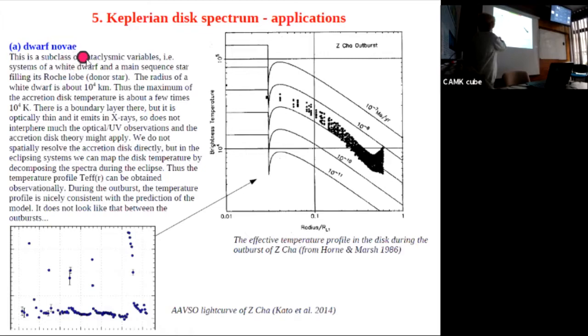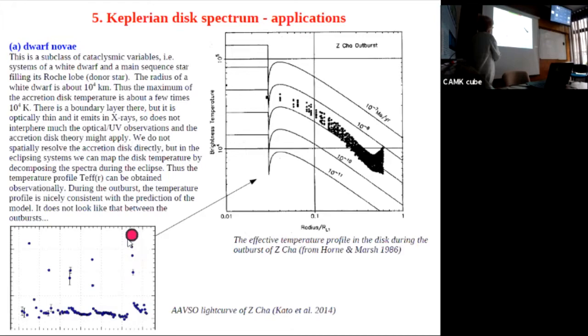This is a system. Dwarf nova is a system belonging to a general group of cataclysmic variables. So it consists of a white dwarf and the main sequence star, and the accretion flow proceeds through the inner Lagrange point. The disk there is not stable. This is the bad news. So here you see the light curve of the system. This is time, and this is the luminosity.